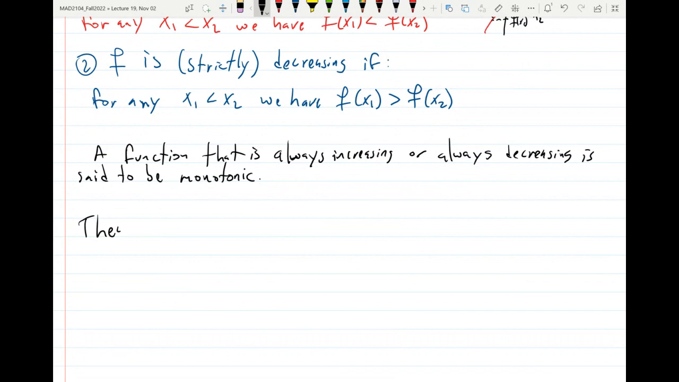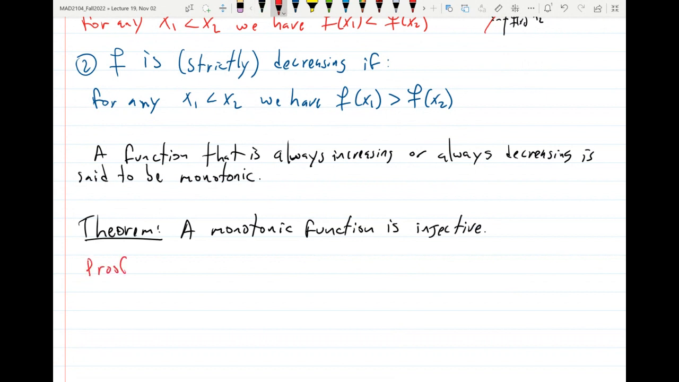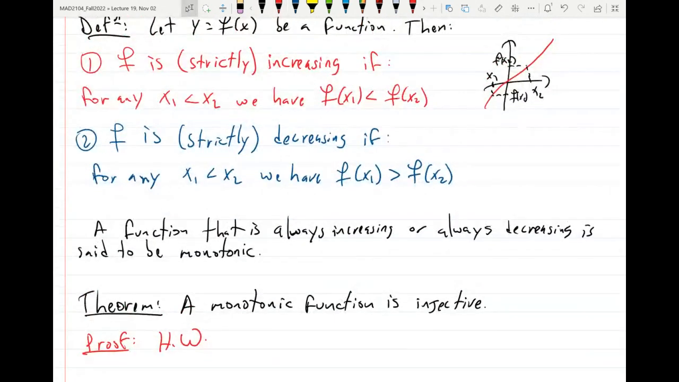Now to prove it, you need to do 2 cases, increasing and then decreasing, okay? So the theorem, a monotonic function is injective. Okay, and the proof I'm going to leave to you. So proof homework because we don't have time, but it's actually pretty straightforward. Because to show that a function is injective here, it's good to use the direct definition. What's the direct definition? x1 different than x2 implies f of x1 is different than f of x2, right?